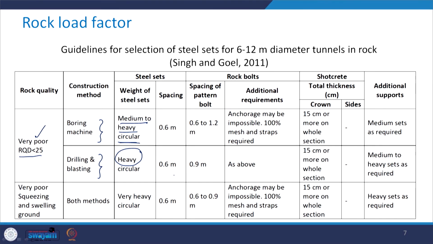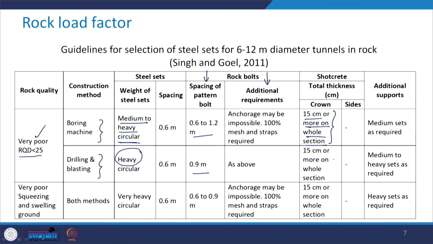So, respective values of the spacing of the pattern bolt, additional requirements, are provided here. And as far as the shotcreting is concerned, in the crown portion the shotcreting is needed 15 centimeter or more, and on the whole section, that means the complete excavation, this shotcreting will be needed. In this case also, when the drilling and blasting is done, it is done for the whole section. Additional supports along with the shotcrete, that is in this case medium sets are needed, and here medium to heavy sets are required.